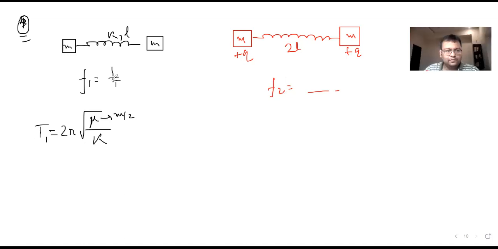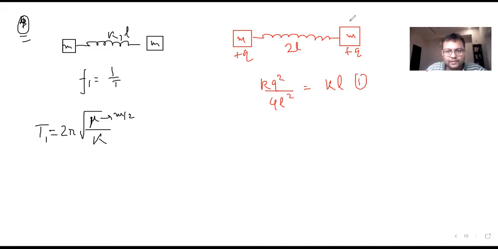Okay, let me try to solve this maybe. I can say that kq squared by 4L squared is the electric repulsion, and that will be equal to k into l. Let's not get confused between these two k's, so let's write it as small k. So this is one equation.